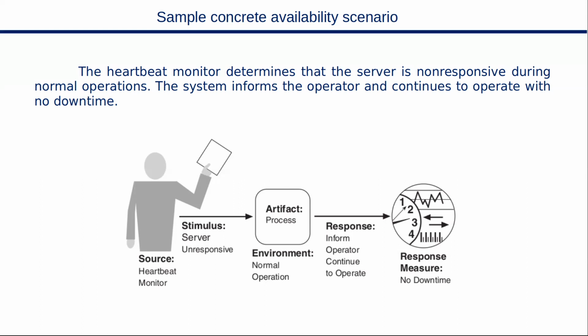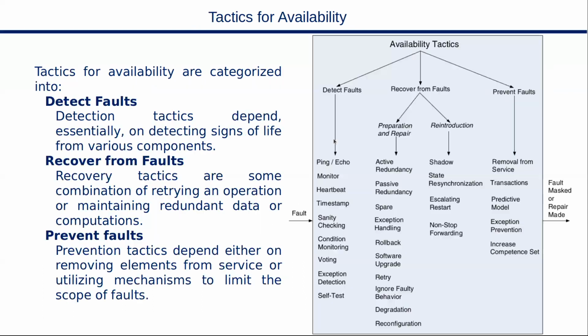Now, based on this, how should we deal? What kind of decision can we make? Next step is tactics. So tactics for availability, what can they be? Tactics for availability are categorized into detect the fault, recover from the fault, or prevent the fault. These are the different tactics that you as a designer can add into your system.